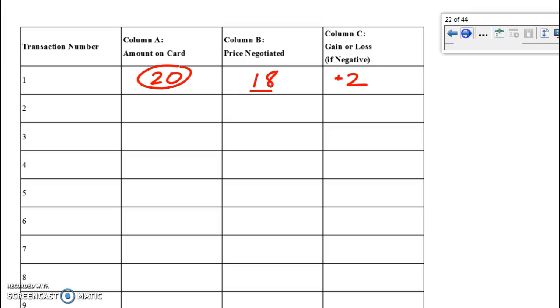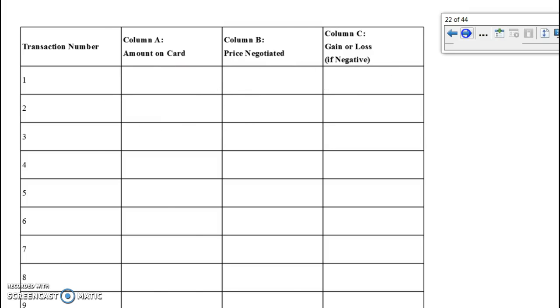Let's say your next card says 15, and you end up paying 18. Then you're going to get a negative 3, because you're actually losing money on that transaction. You're spending more than you were willing to. So that's the situation for the buyers.